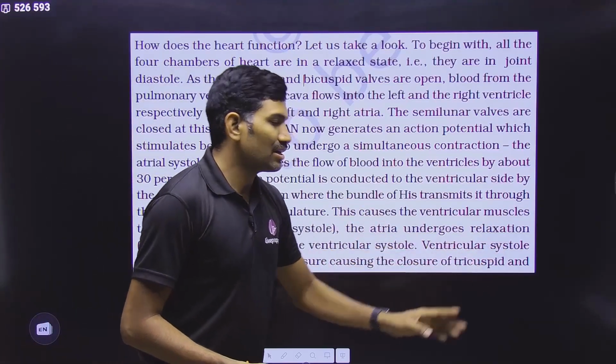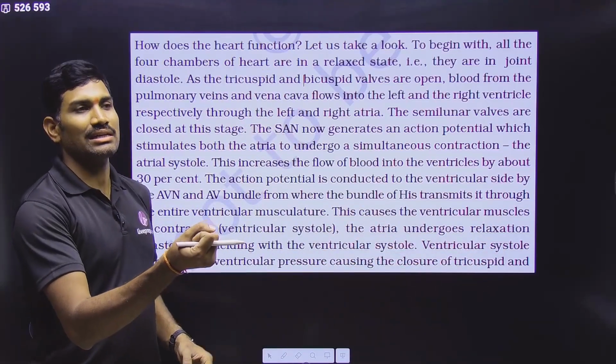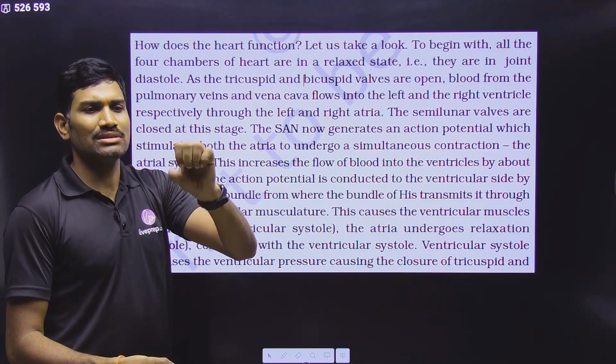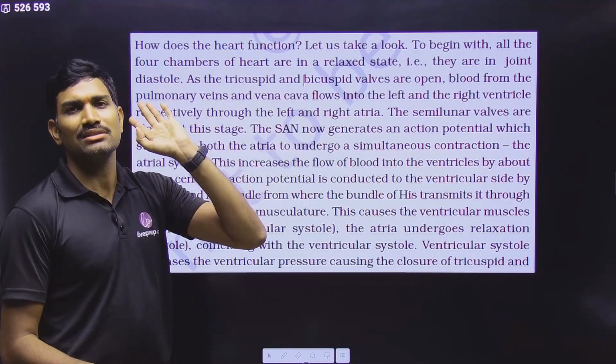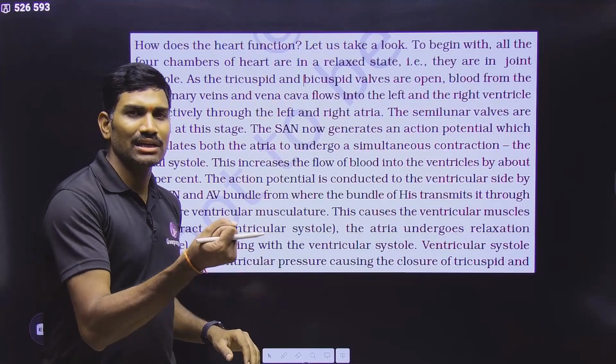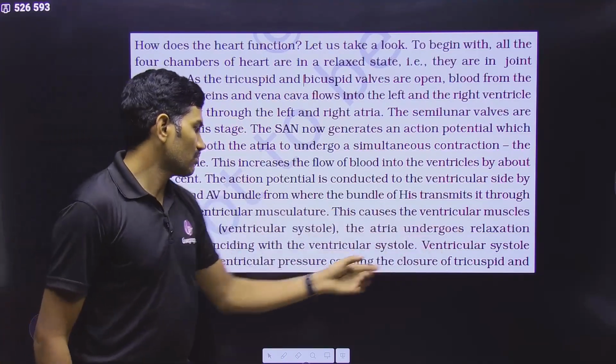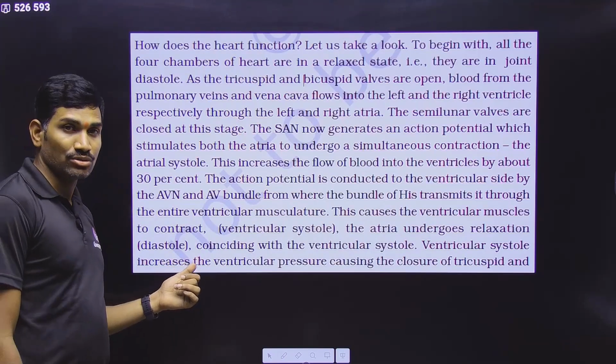And the atria will undergo relaxation. When ventricles are undergoing contraction, what about atria? They are just contracting for 0.1 second. Once that is over, they will be in a relaxed state only. So when ventricular contraction is occurring, atria are in a relaxed state. So atria undergo relaxation, that is the atrial diastole.